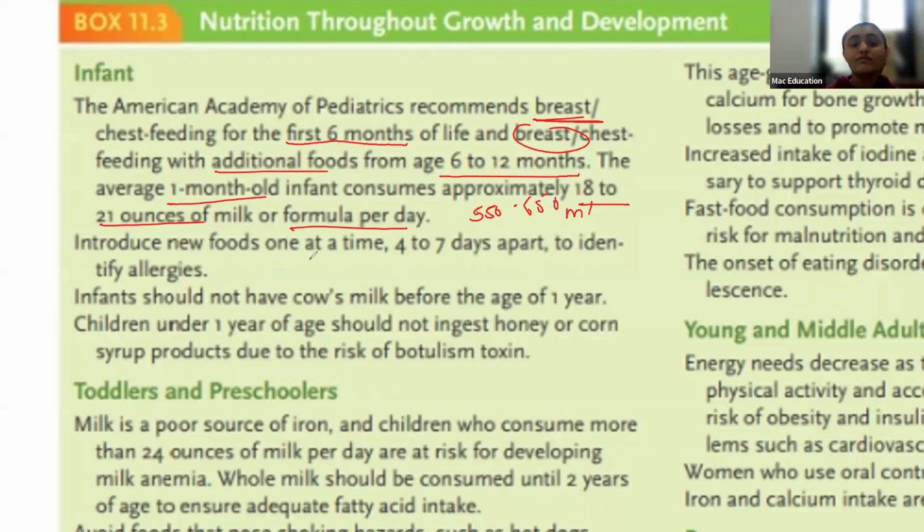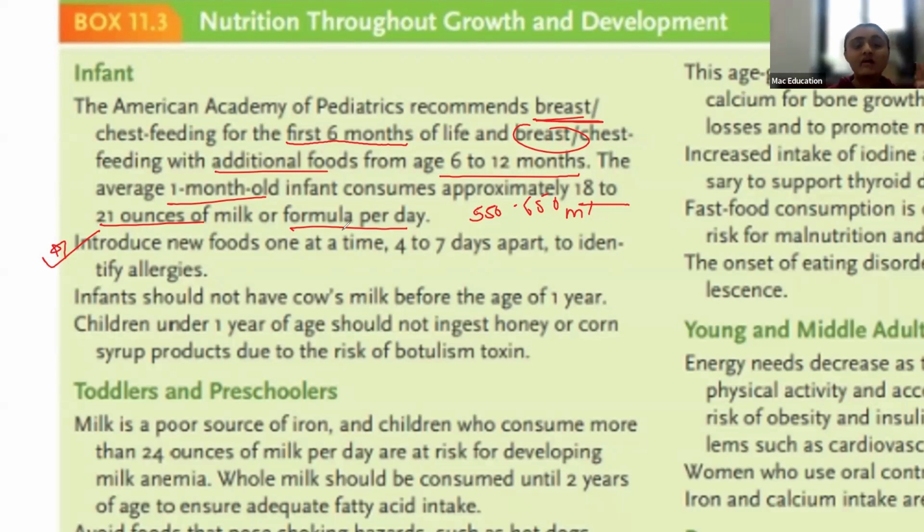Introduce new food one at a time, 4 to 7 days apart to identify the allergies. This is something important. When the child becomes 6 months old, we start the weaning diet and introduce new foods. But only one food should be introduced at a time, and after introducing one food, a gap of 4 to 7 days must be kept before introducing the second food. So through this we can identify the allergies.